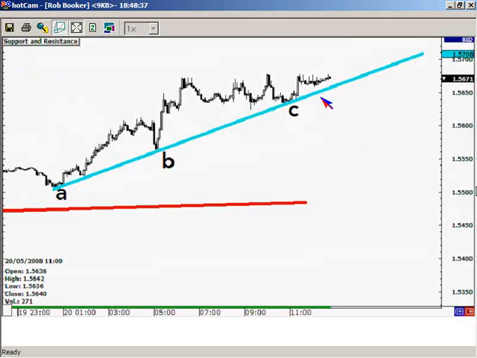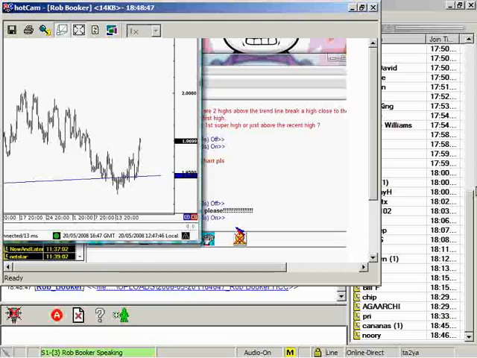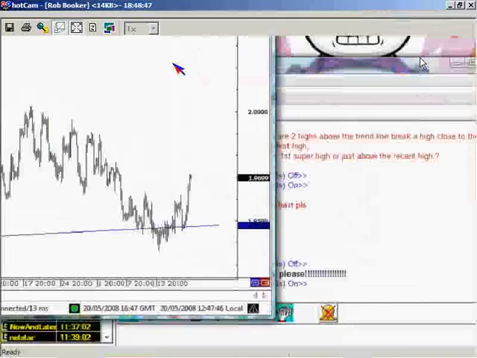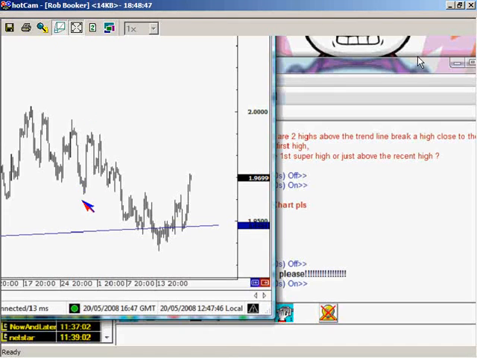Super breakdown. Okay, I think we have time for one more. Pound dollar, 4 hour. We could do that, but there's not much there on the 4 hour pound dollar. Pound yen, 4 hour. Let's take a look at that. I'm going to remove all the tools. Let's see what we got.